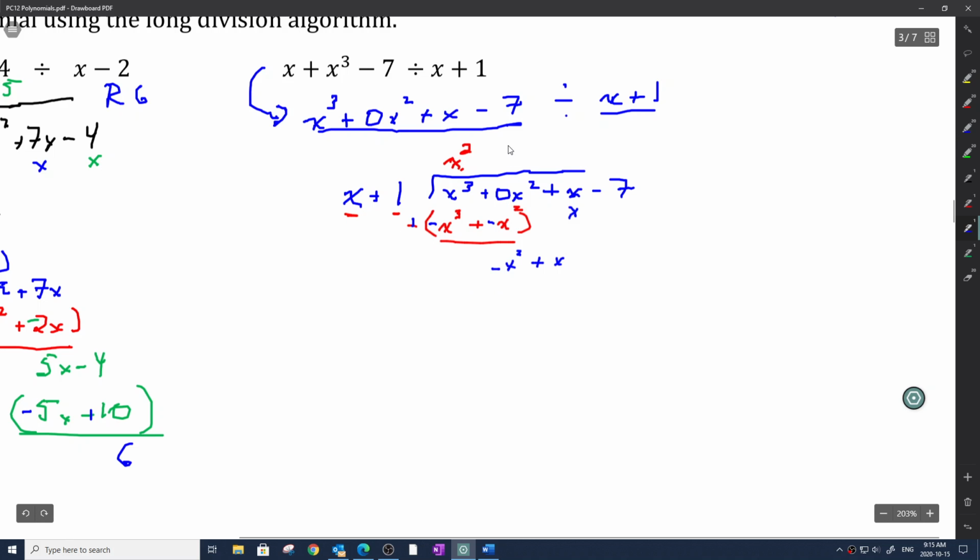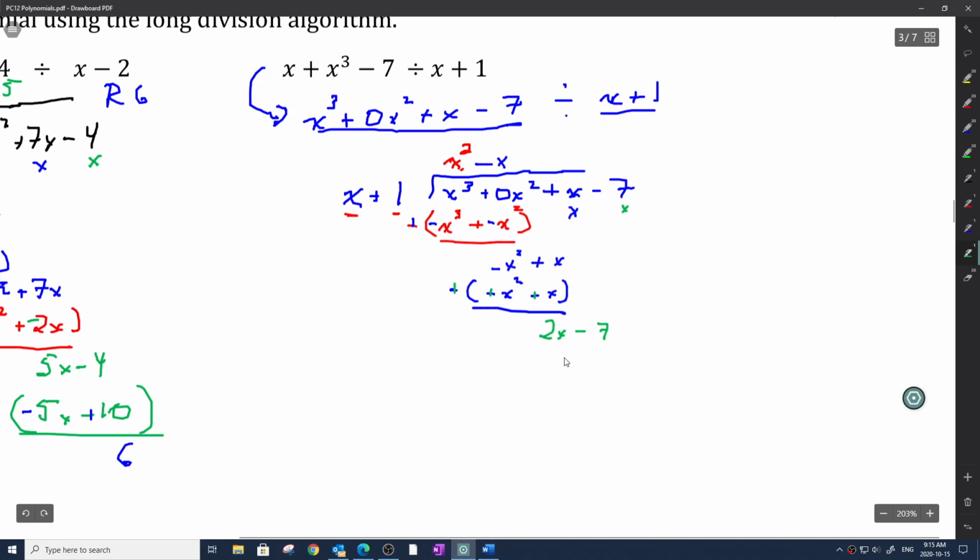X times what gives me negative x squared? That should be negative x. Negative x times both terms of my divisor ends up being negative x squared minus x, right? Negative x times 1 is negative x. I'm going to subtract that, so I want to add the negatives. Wouldn't it be nice if they cancel? Negative x squared plus x squared is 0. X plus x is 2x. Carry down the negative 7.